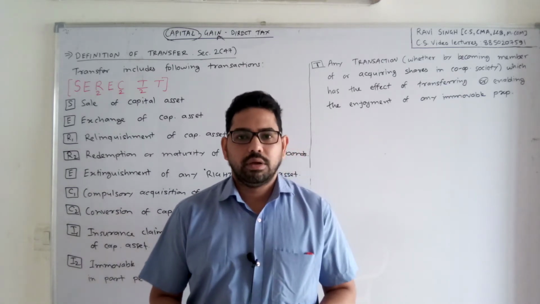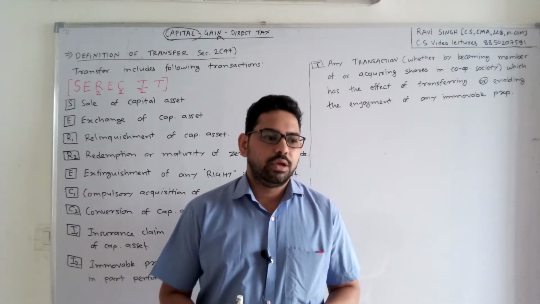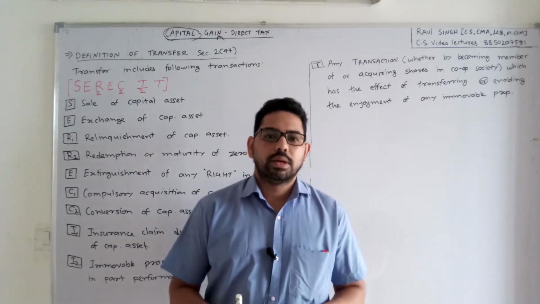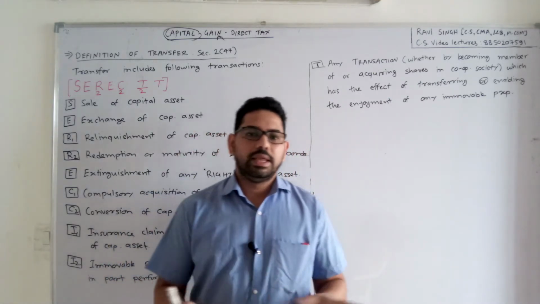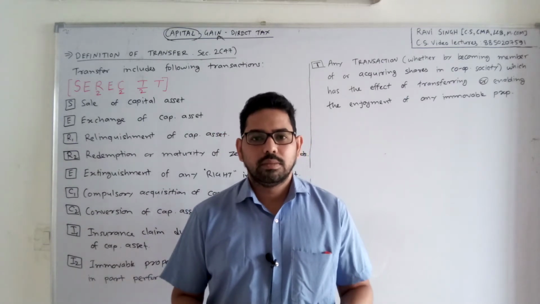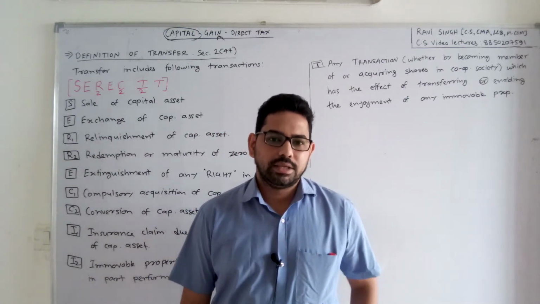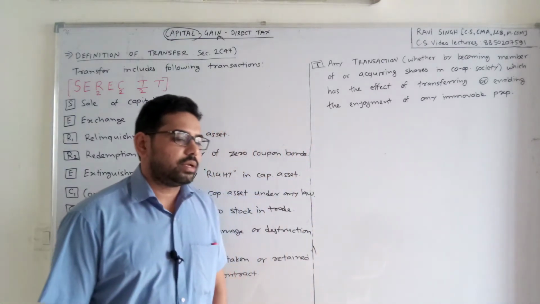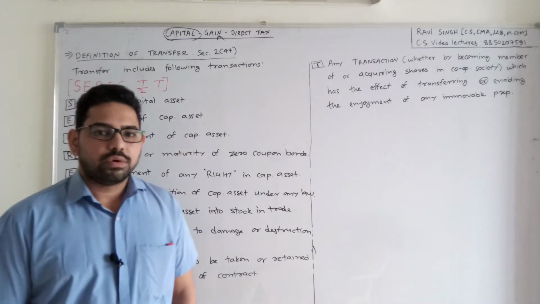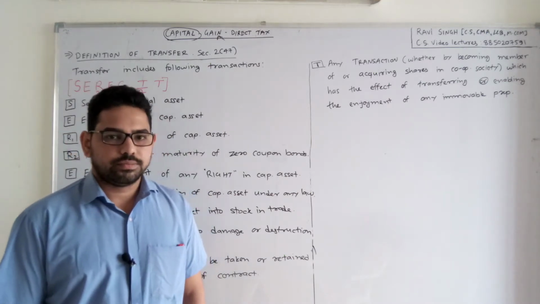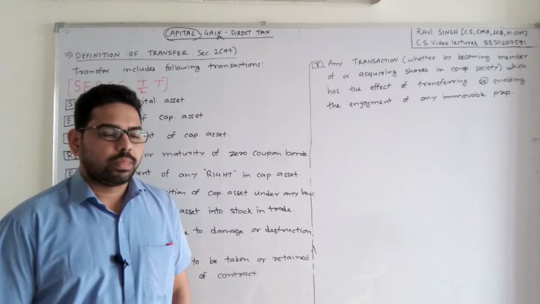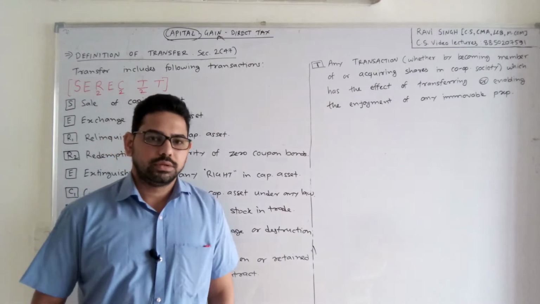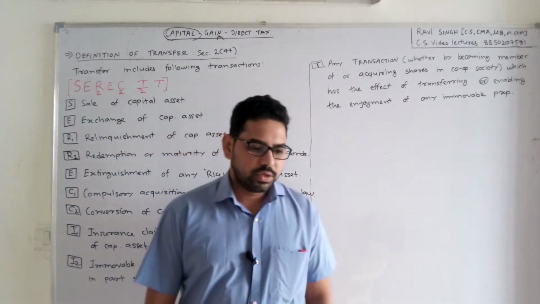Then next we discussed the meaning of capital asset. The meaning of capital asset is very simple. Capital asset means any kind of asset, whether movable, immovable, tangible, intangible, except the following. So in the meaning of capital asset, you have to mainly focus on the exceptions, because the meaning is very simple. Capital asset means any kind of asset except the following.